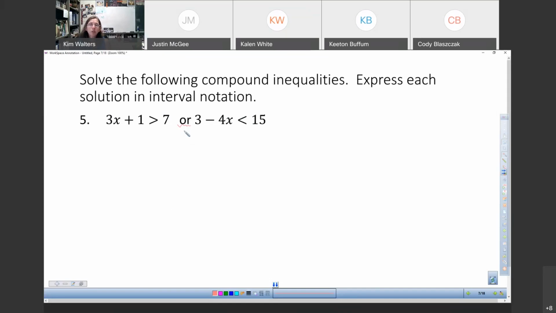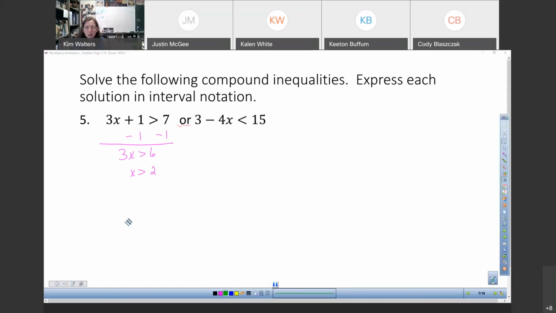So again, I'm going to do this one just like I did number 4. I'm going to solve two separate inequalities, and I'm going to graph them to figure out what my final solution is. So my first inequality is 3x plus 1 is greater than 7. So I'm going to be subtracting 1 from both sides. This is going to give me 3x is greater than 6. Dividing both sides by positive 3, I get x is greater than 2, right?